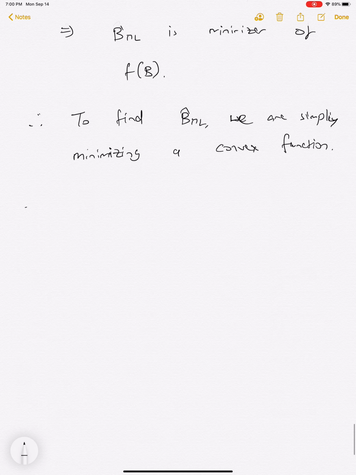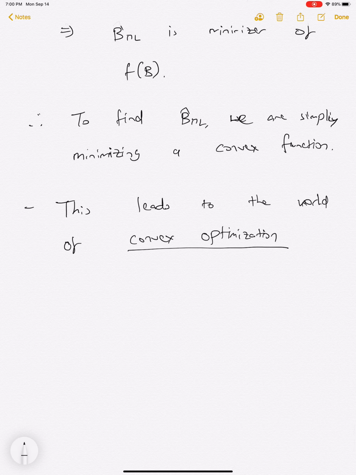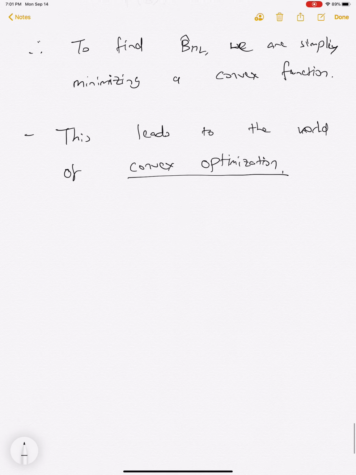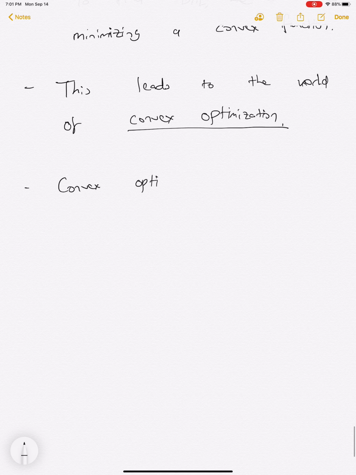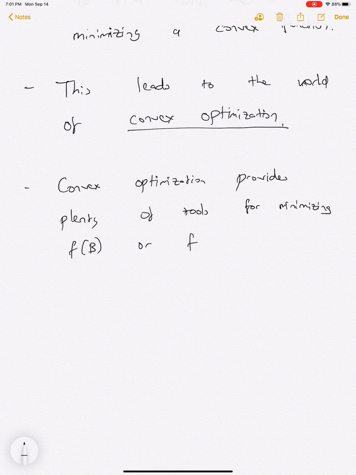And so this leads to the world of convex optimization. There are hundreds of books that have been written about convex optimization, because when you're minimizing convex functions, that's something that's actually pretty nice and has a lot of cool properties. There's also a number of courses, both at grad and even undergrad level, on convex optimization. And so because of that, convex optimization provides plenty of tools for minimizing f of b, or finding b hat ML.